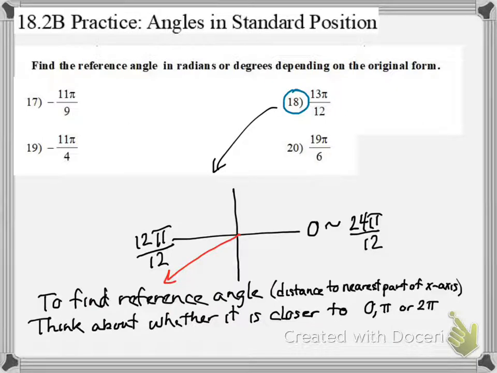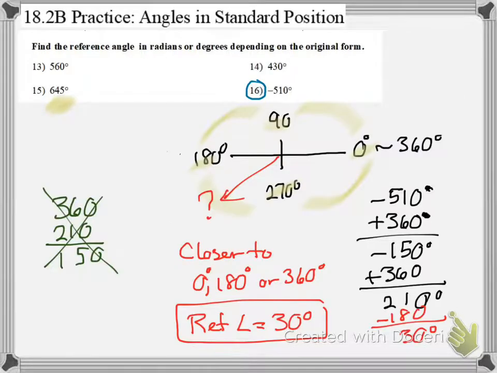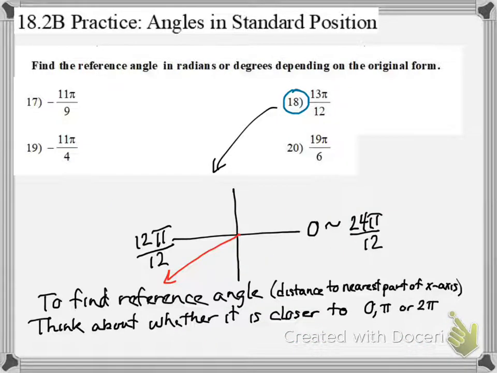So when you want to find the reference angle, you always want to think about whether it's closer to 0 or pi or 2 pi. When we did these problems with degrees, we were saying, is it closer to 0 or 180 or 360? Basically, I'm saying, which part of the x-axis is it closest to? And since this is 13 pi over 12, and we sketched it right over here, I'd say that that is definitely closer to this side.